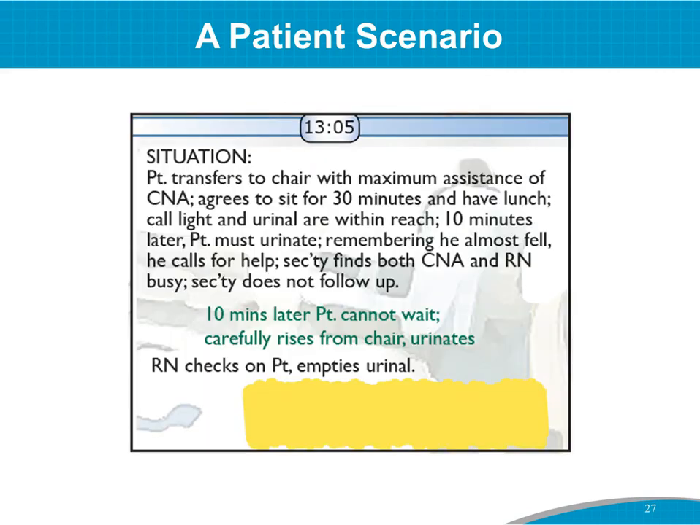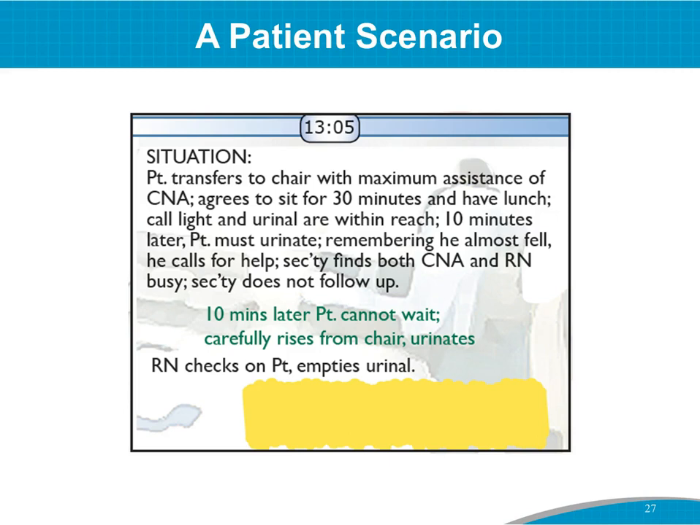So at 1 o'clock, the patient transfers to the chair with maximum assistance of the aide and agrees to sit for 30 minutes and have lunch. The call light and the urinal are within reach. 10 minutes later, the patient needs to urinate. Remembering he almost fell, he calls for help. The secretary finds both the aide and the RN busy, and the secretary does not follow up. So 10 minutes later, the patient cannot wait, carefully arises from the chair and urinates. The RN checks on the patient and empties the urinal.